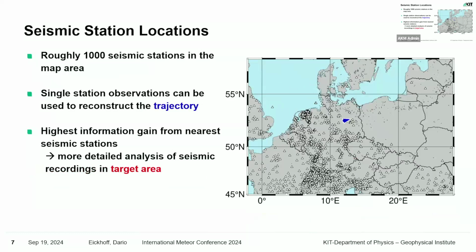So we now want to look at seismic stations, and you can immediately see that we have far, far more seismic stations than infrasonic stations. All of these seismic stations can be used to reconstruct the trajectory from these single observation points. But we now want to concentrate our search area to this red polygon that we found in the previous step. So let's look in this red rectangle where we can see seismic data more clearly.